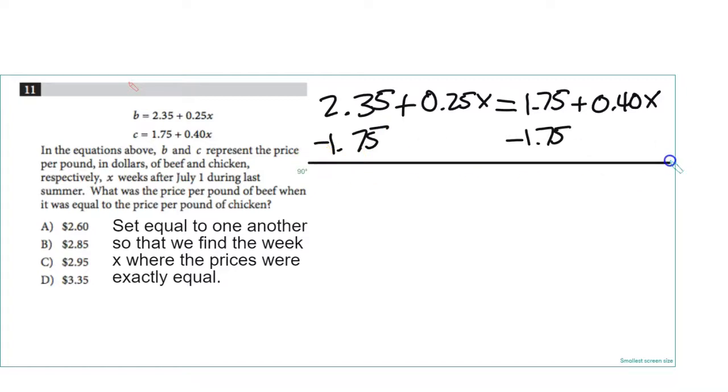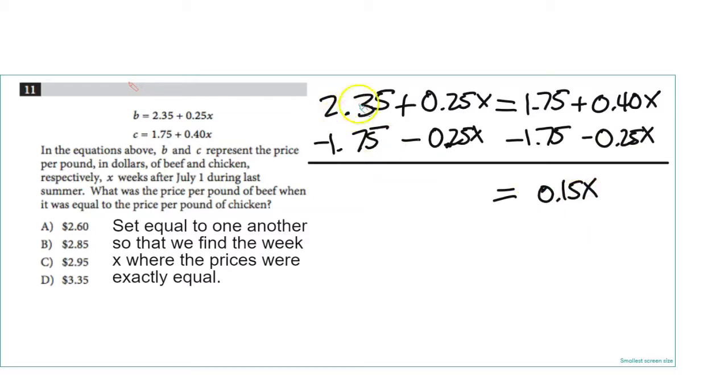And then let's also subtract 0.25x from both sides. That should be fine. All right, so let's see what happens. With the x's, we got 0.40x minus 0.25x. I think it'd be 0.15x. Would you agree?